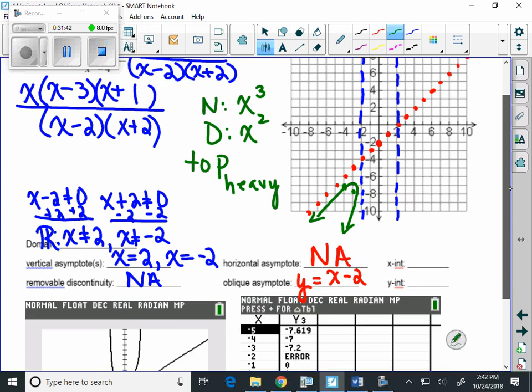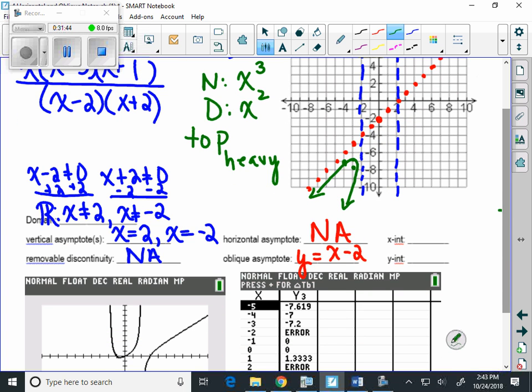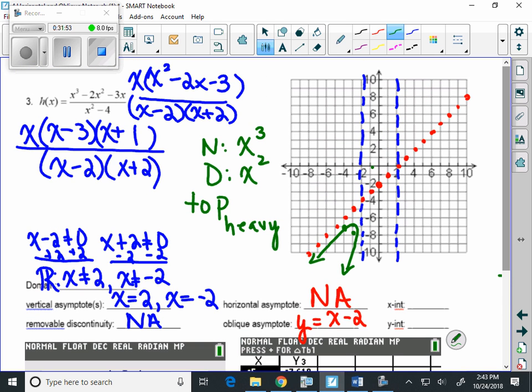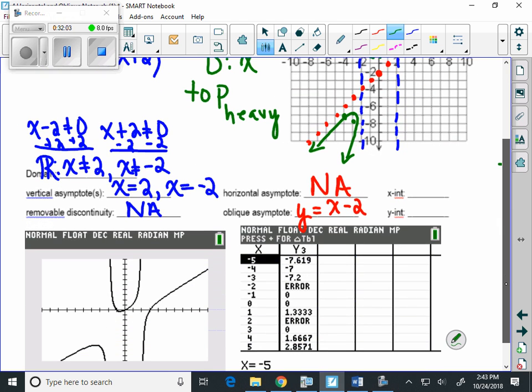If we go in between our two vertical asymptotes that are in blue, we can graph the points negative 1, 0, and 0, 0. And I also graphed the point 1, 1.3.